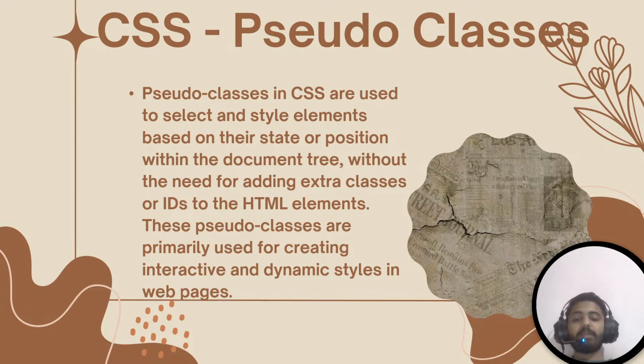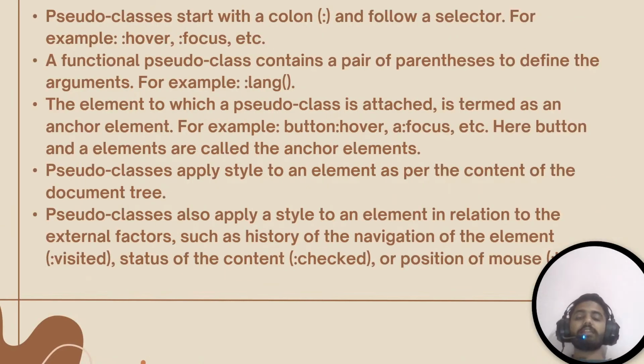So these pseudo classes are primarily used for creating interactive and dynamic styles in web pages. We want to make our web pages more interactive to the user, so it's more interesting for the user, correct? So let's see what's the syntax. Pseudo classes start with a colon, correct? We already have seen it. We put a colon after a tag's name and then we use it. A functional pseudo class contains a pair of parentheses. So there are pseudo class functions also which you can use. And the element to which a pseudo class is attached is termed as an anchor element. What is it called? It's called an anchor element. For example, button hover, a focus, your anchor tag focus, etc.